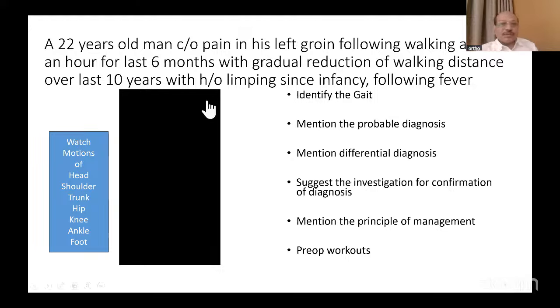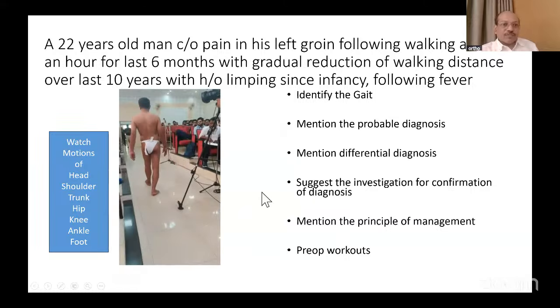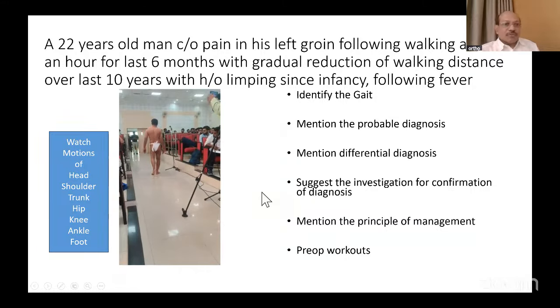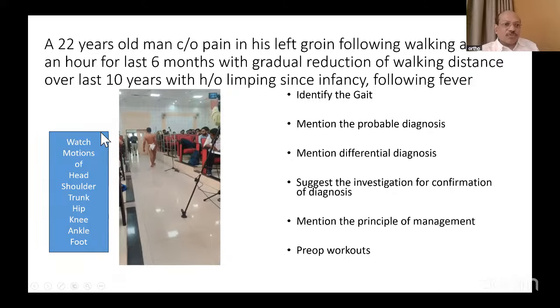See, there are several hints. Following fever, infancy, there is some problem which started the limping. So most probably it is some infective process. And check the videos, what is going on. Now check, these are the points. How to make the hints. How to take the clue.